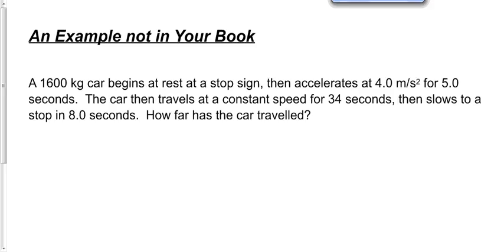This question says a 1,600 kilogram car begins at rest at a stop sign and then accelerates at 4 meters per second squared for 5 seconds. Then it travels at a constant speed for 34 seconds. Then it slows down and stops in 8 seconds. How far does the car travel?